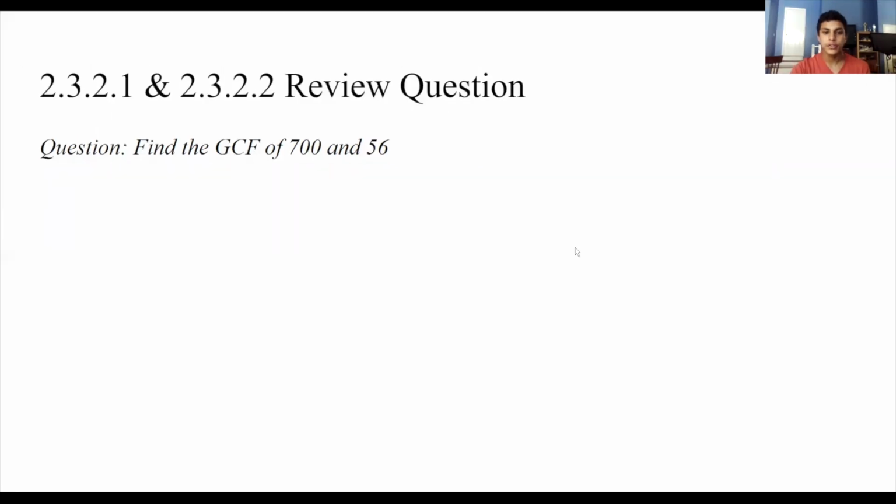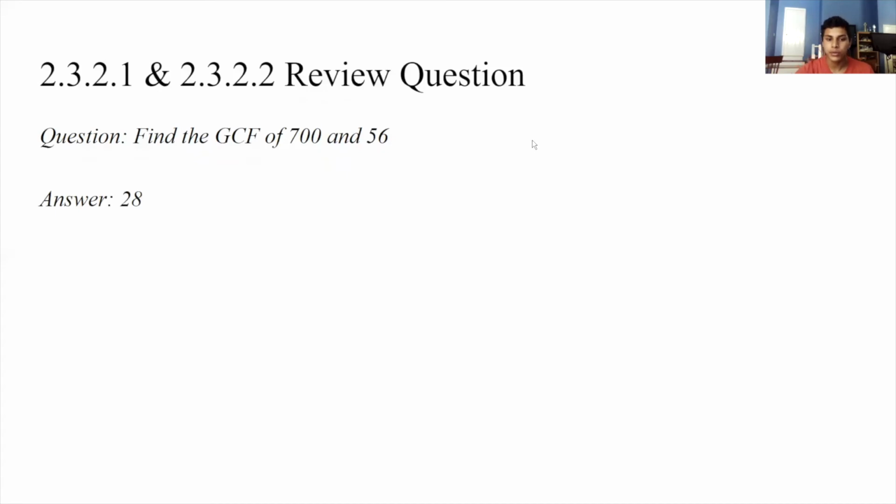So the correct answer to this question was 28. Now for this question, I'm going to use the first method, just because 56 isn't a particularly nice number if we were to multiply it by something and subtract it from 700. So I'm going to use the first method where I find the prime factorization of both these numbers, and then find the most amount of each common prime factor they have and multiply those by each other.